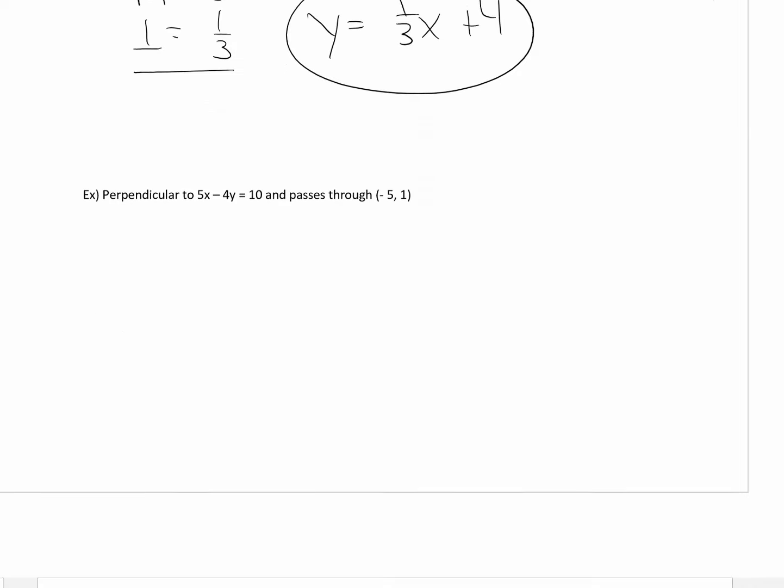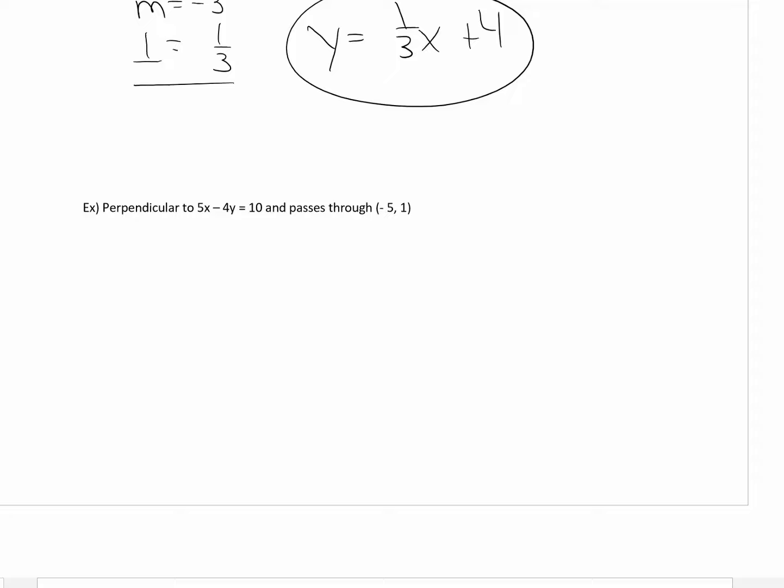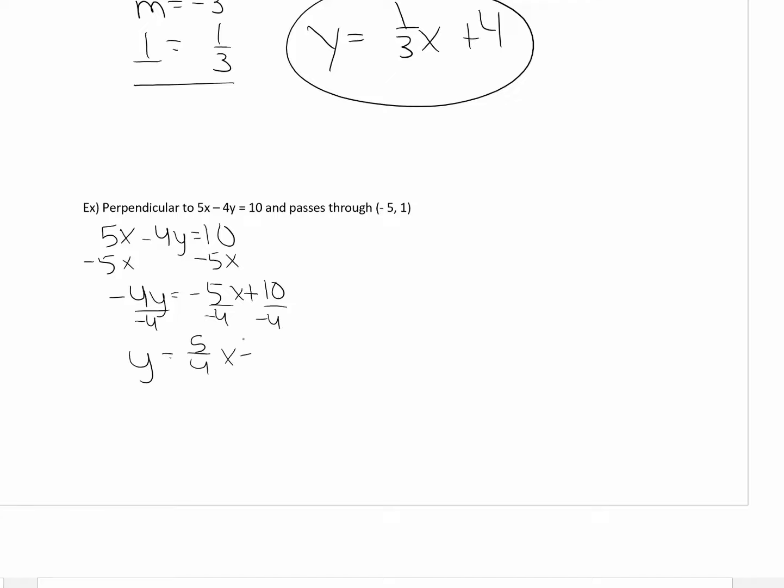Okay, one other example I want to take a look at. So now I need to solve the equation for y so I can identify what its slope is. Now, I really don't care about the y-intercept, so I'm not going to simplify that any further. So the slope of this equation is 5/4. The reciprocal of 5/4 is 4/5, but it also has to have the opposite sign, so it's negative.